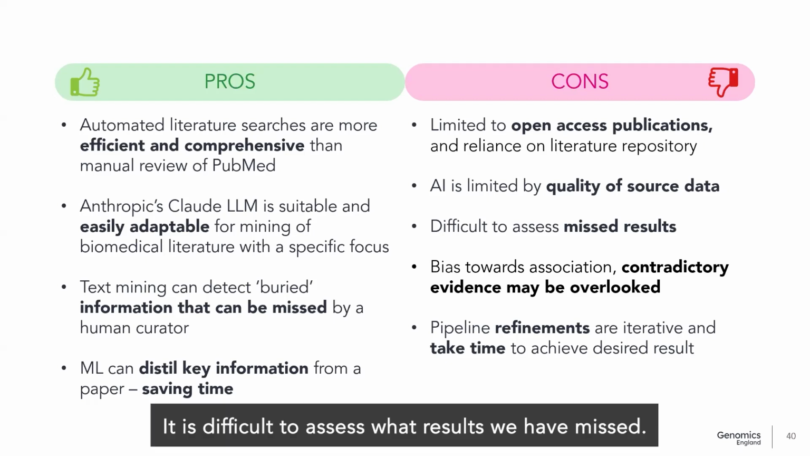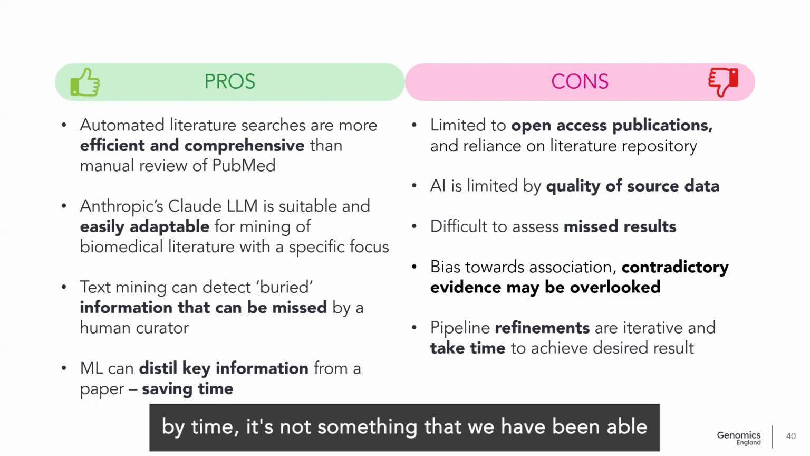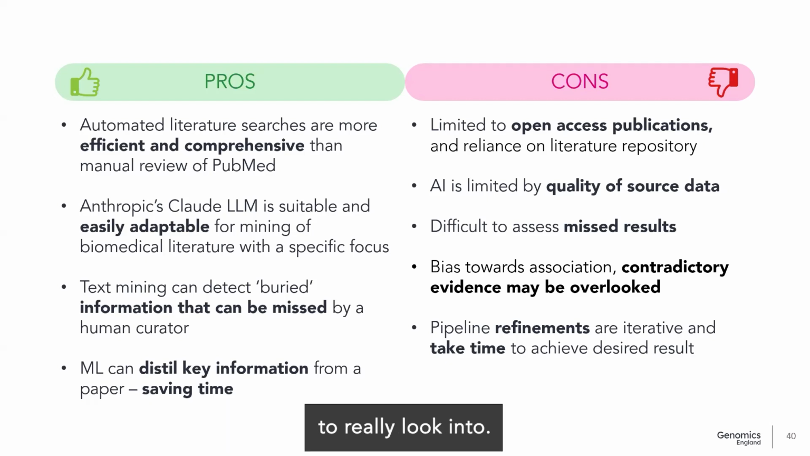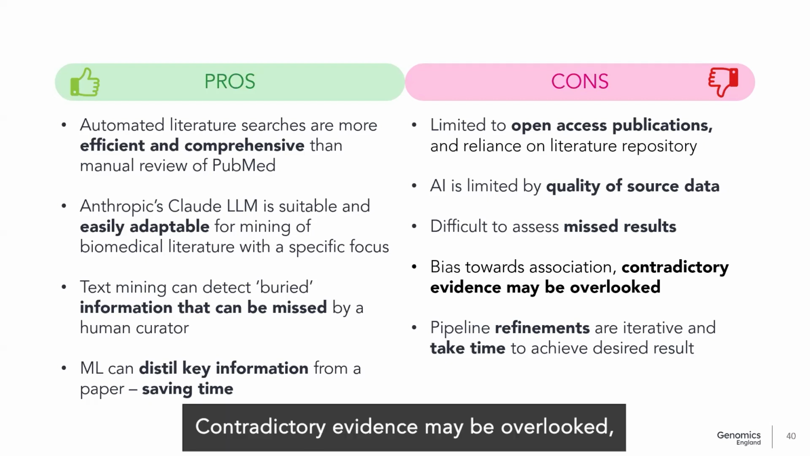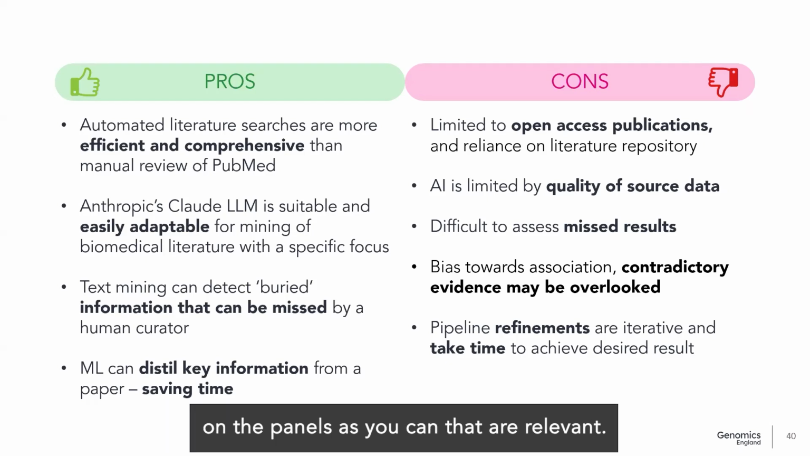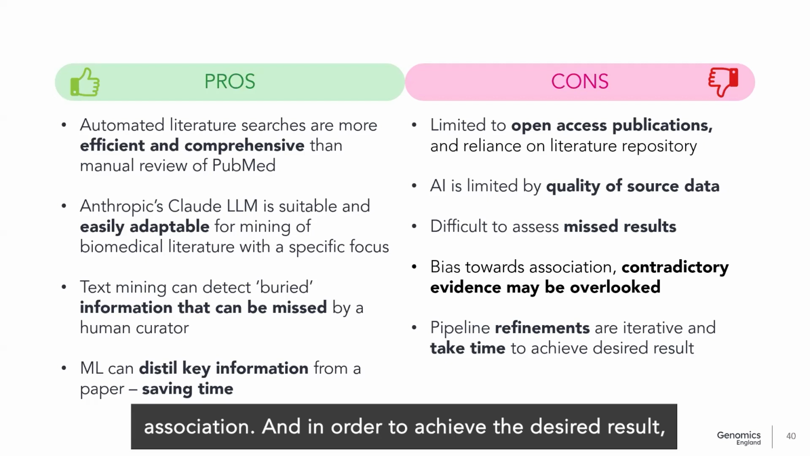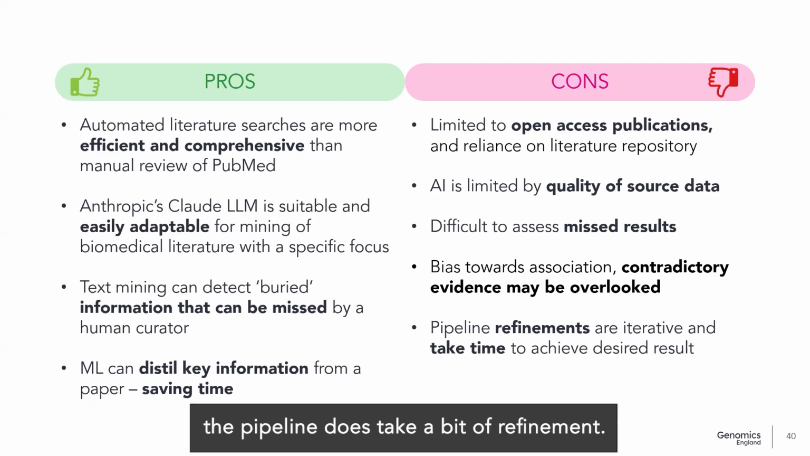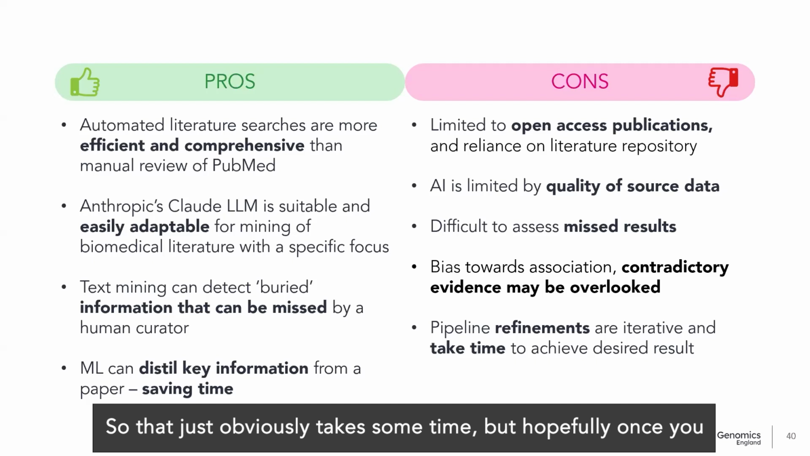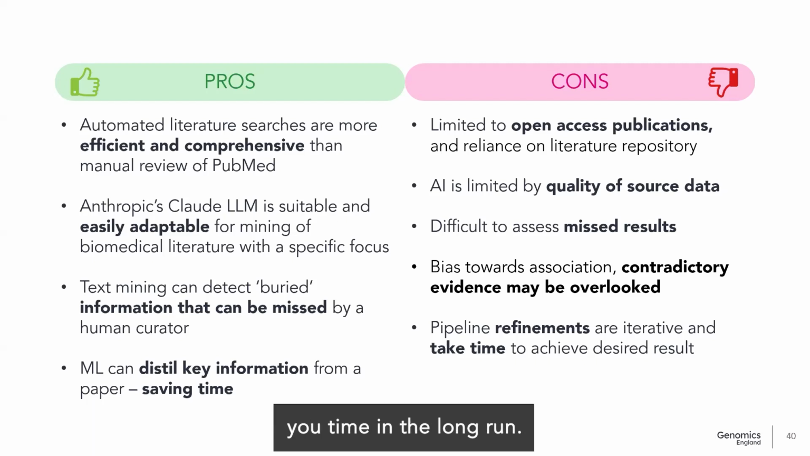It is difficult to assess what results we have missed. It's not impossible, but given that we have been constrained by time, it's not something that we have been able to really look into. Contradictory evidence may be overlooked, particularly as you want as many genes on the panels as you can that are relevant. So sometimes there's a bias towards making an association. And in order to achieve the desired result, the pipeline does take a bit of refinement. So that just obviously takes some time. But hopefully once you have designed a pipeline that works, that will save you time in the long run.